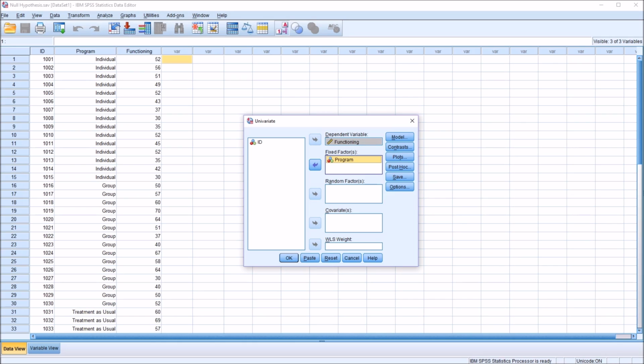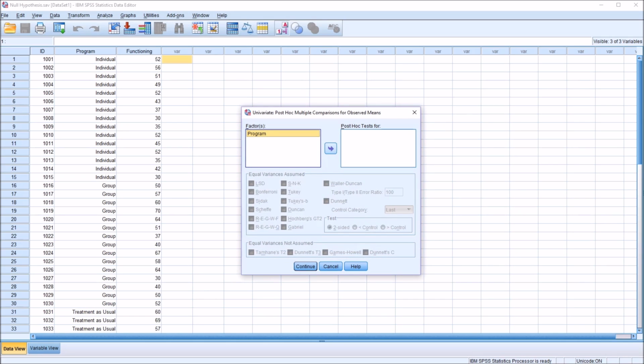And because we have three levels here of the independent variable program, I am going to want to run a post hoc test for the program independent variable. In this case, I'm going to run a Tukey test. That's one of the tests that we would use when we have equal variances assumed. And again, I'll interpret the results of the homogeneity of variance test we use here in ANOVA, in this case the Levene's test.